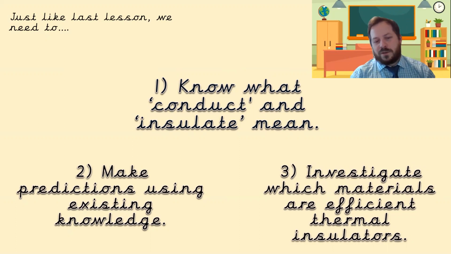Making predictions using existing knowledge is massively important within science. Again, this is the working scientifically skill that we're really driving home. The reason predictions are massively important is that the prediction is the reason we're doing the test. Yes, you've got a name, you've got a question that you're trying to answer, but the prediction is the reason you're doing it. You think this one thing is going to happen. You have to prove whether your ideas are correct or whether they're wrong. And that's where the prediction comes in.